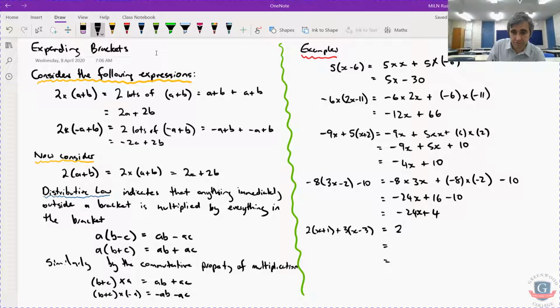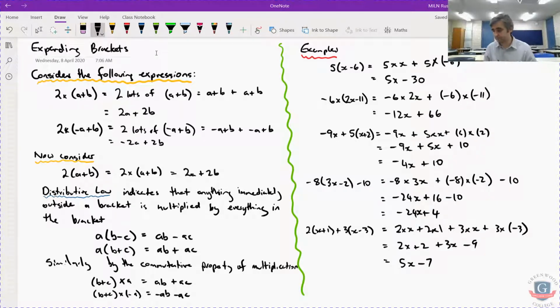Same drill here. 2 times x plus 2 times 1 plus 3 times x plus 3 times negative 3. So that's 2x plus 2 plus 3x take 9, which is 5x take 7.